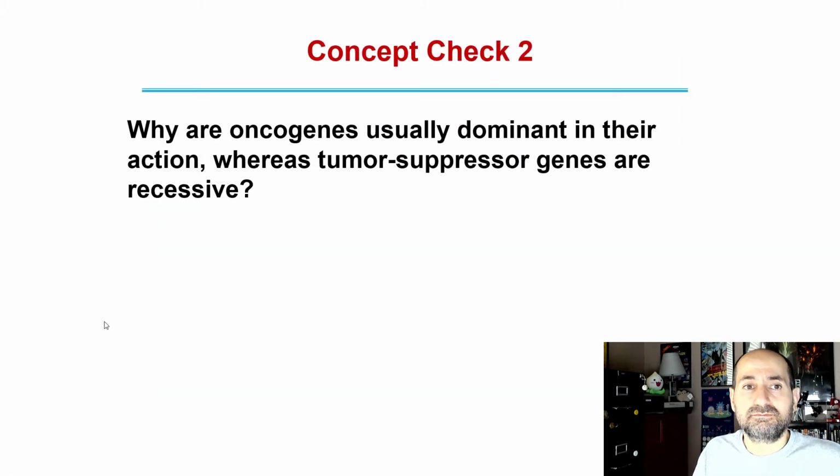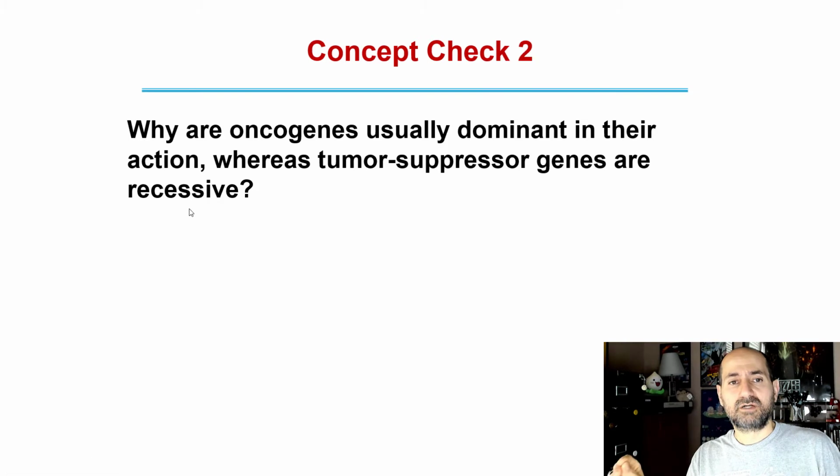Okay, concept check number 2. Why are oncogenes usually dominant in their action, whereas tumor suppressor genes are recessive? We just touched on this so much, didn't we? Oncogenes are dominant because they're mutant proto-oncogenes, first of all, but they code for stimulatory proteins, proteins that stimulate proliferation. So you only need one stimulatory protein to stimulate proliferation, stimulate tumor formation.